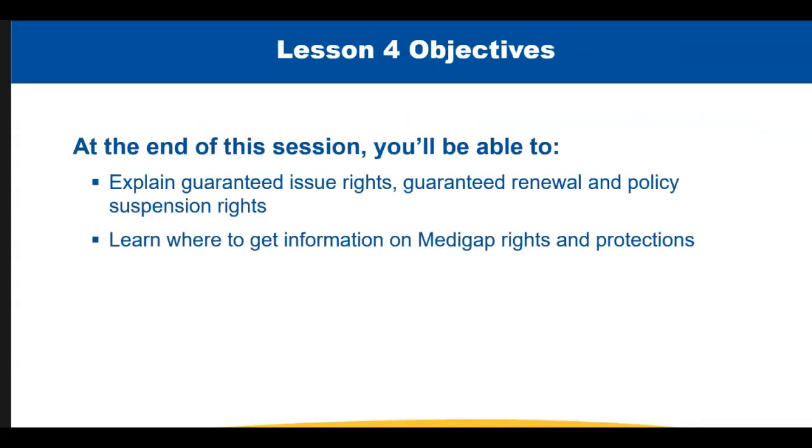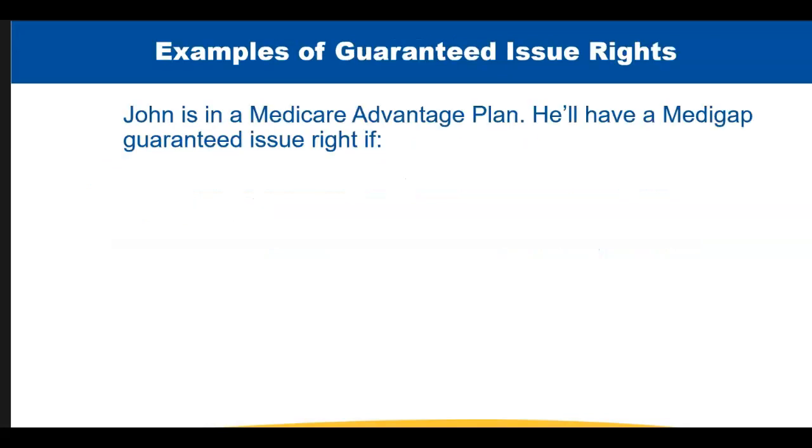All right, sorry. We're going to talk today about guaranteed issue rights, guaranteed renewal, and policy suspension, and then some resources for you. So let's start with John in a Medicare Advantage plan. A person with a Medicare Advantage plan has a Medigap guaranteed issue right, meaning that they get to get the plan.